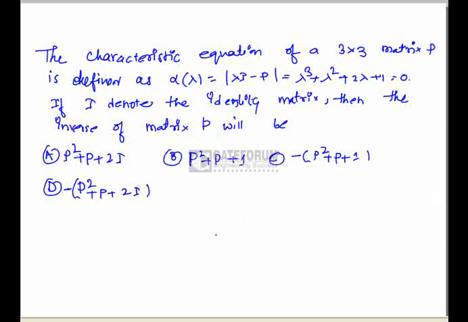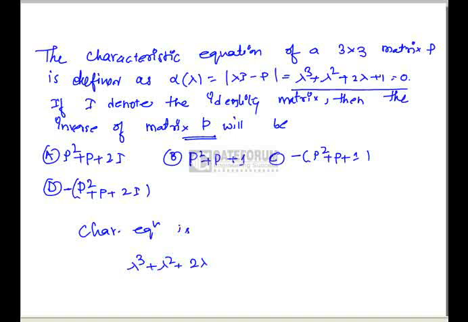The characteristic equation of a 3 by 3 matrix P is given as lambda cube plus lambda square plus 2 lambda plus 1 is equal to 0. Now we have to find the inverse of matrix P. We know that every matrix will satisfy its characteristic equation. So matrix P must satisfy its characteristic equation. If we substitute lambda as P, then it will be P cube plus P square plus 2P plus I is equal to 0. But we need to find the value of P inverse.